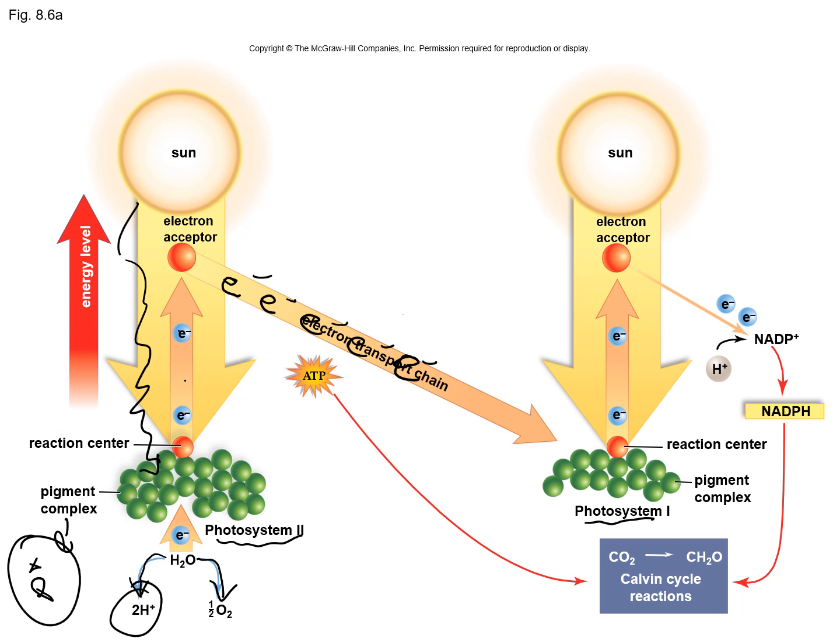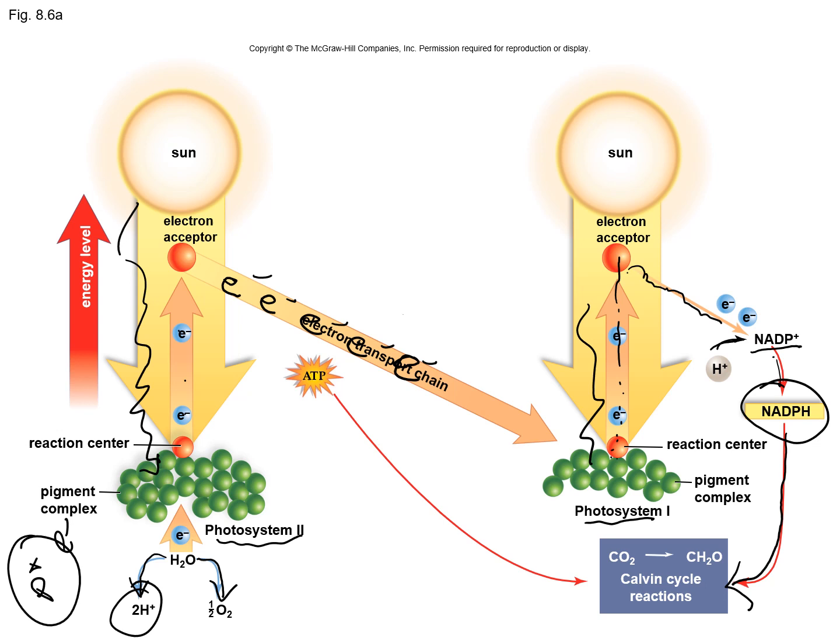So the electrons get passed to this next photosystem, and the energy causes the electrons to get energized, and they end up moving and attaching to NAD+. The hydrogen ions also attach, so now we have those electrons and protons back together. We have this NADPH, and this will go to the Calvin cycle.